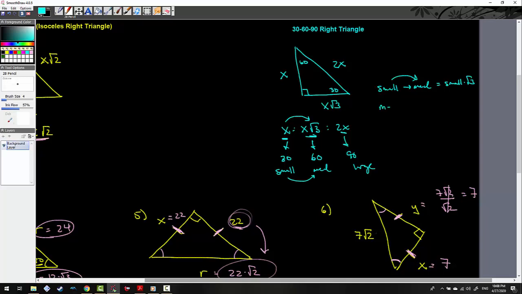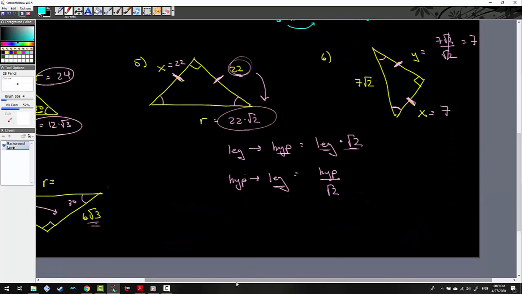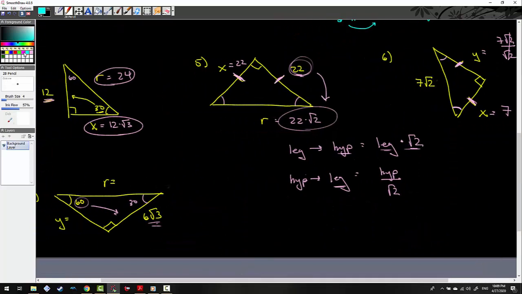So, how would we go from medium back to small? Well, I hope you can pause and try and figure it out, but if you can't, it's no big deal. We would take the medium, and remember, we're moving backwards here. Small to medium was multiplying by rad 3, which means medium to small is going to be medium divided by rad 3. So that's how I'm going to tackle this problem here. This y value is now going to become 6 rad 3 divided by rad 3, giving me just 6.